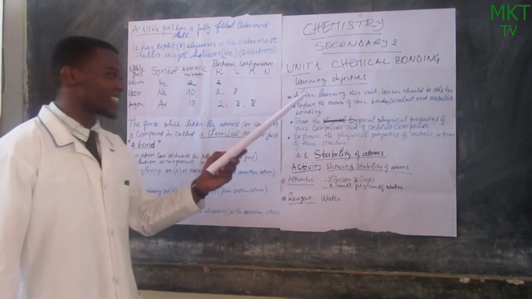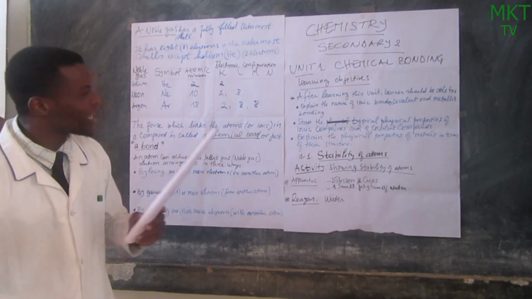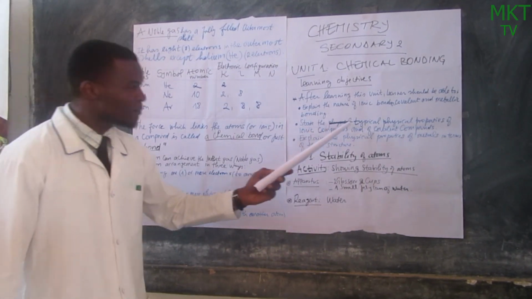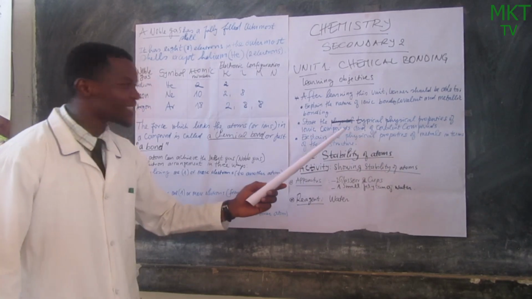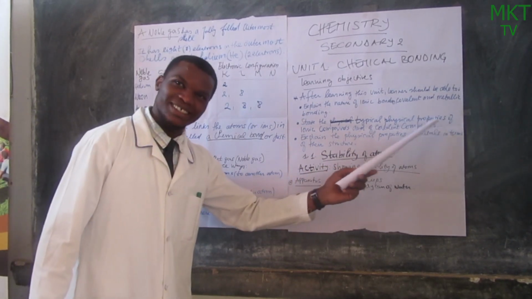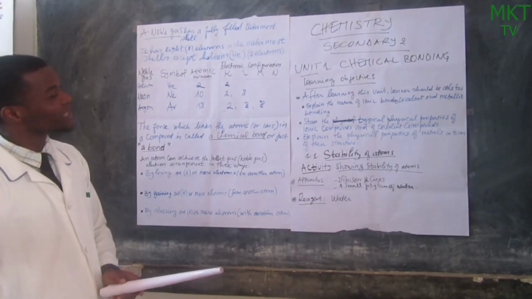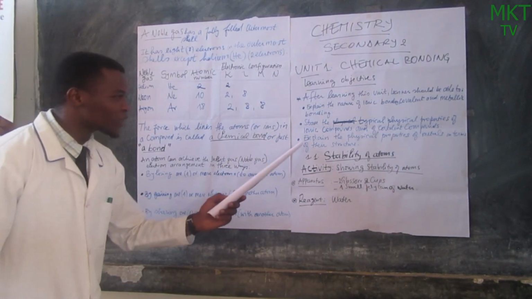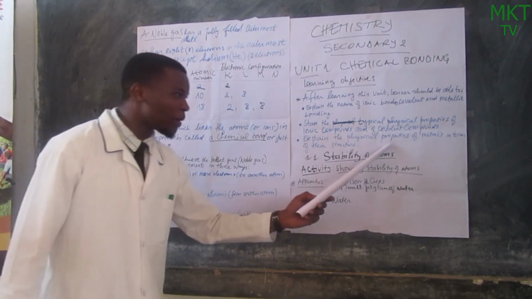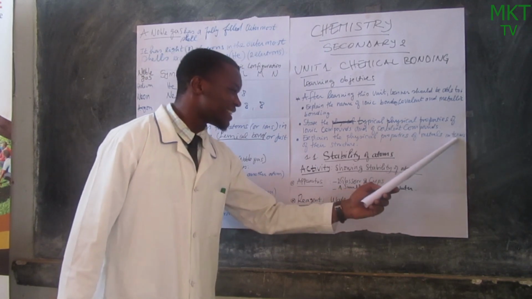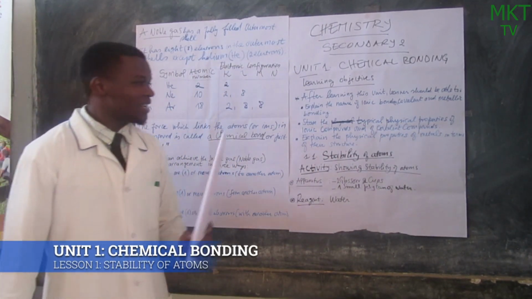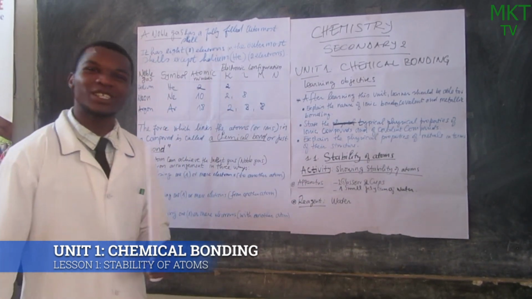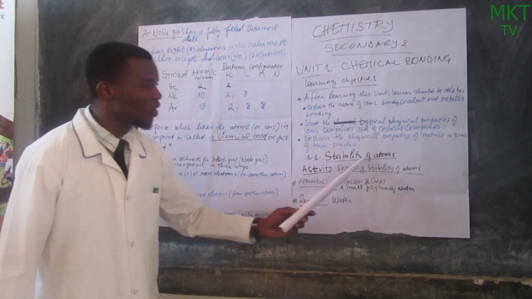Also, after learning this unit, you should be able to state the typical physical properties of ionic compounds and covalent compounds. At the end of this unit, you should also be able to explain the physical properties of metals in terms of their structure. Now, we are going to start with lesson 1, stability of atoms.